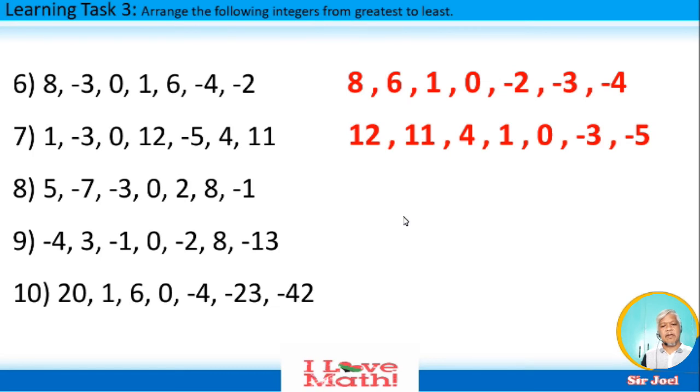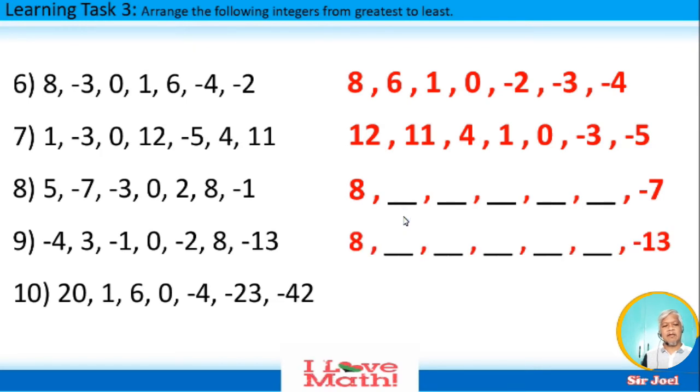Now, for number 8, ang mauna dito ay 8. Susundan natin ng 5 blanko na kayo ang maglalagay. At syempre pa, ang pinakahuli is negative 7. Okay? Next, in number 9, we have 8. Then followed by the 5 blanks. And last is negative 13. So, ibinibigay ko yung una at yung huli para hindi na kayo malito. Tapos, yung 5 nawawala, ay i-check nyo lang base dun sa given.